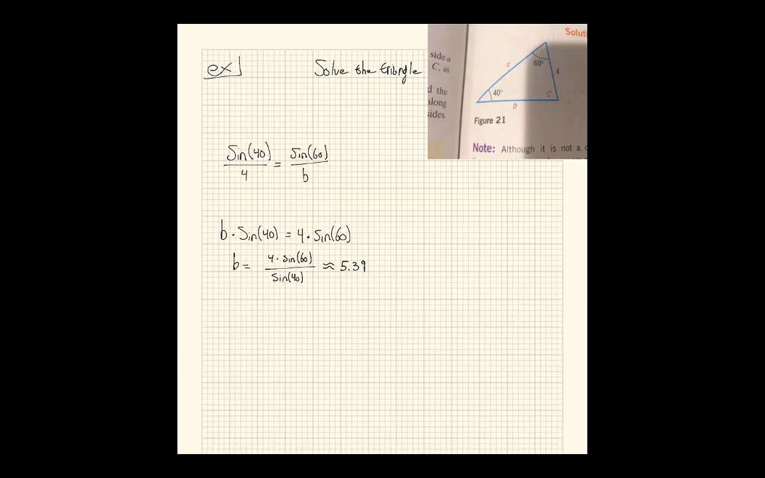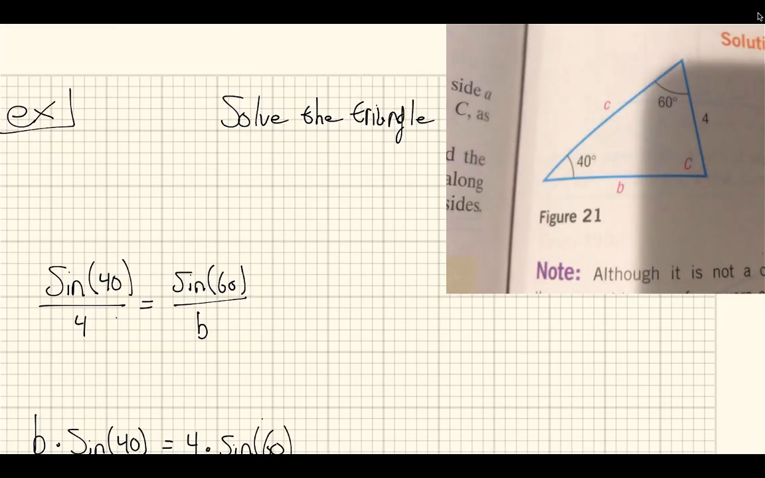That's for B. And remember, when it says solve the triangle, we need to find everything. Every triangle has a total of 6 parts: 3 sides and 3 angles. So let's find the other 2 parts. We can't use law of sines to solve for this angle yet because we don't have its opposite side. But we do know that the interior angles of the triangle should add up to 180. 40 plus 60 is 100, so we need another 80 for C. So C should be 80 degrees.